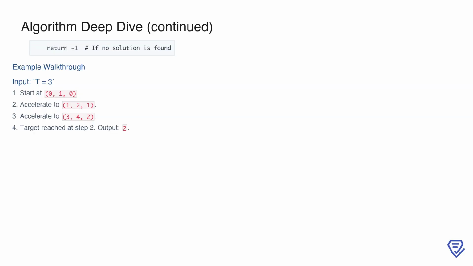To illustrate how the algorithm works, let's consider an example where the target t is 3. We start at the initial state, (0, 1, 0). The first step is to accelerate, which moves the car to position 1 with a speed of 2, resulting in the state (1, 2, 1). Accelerating again moves the car to position 3 with a speed of 4, resulting in the state (3, 4, 2). At this point, the car has reached the target in just 2 steps, so the output is 2. This example shows how BFS efficiently identifies the shortest sequence of commands to reach the target, leveraging the systematic exploration of all possible states and ensuring that the solution is optimal.